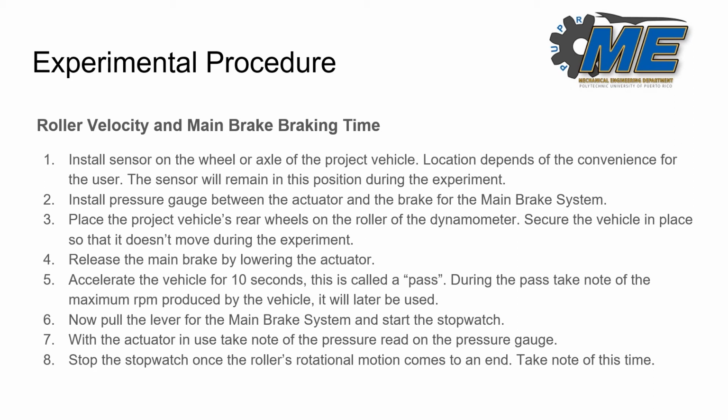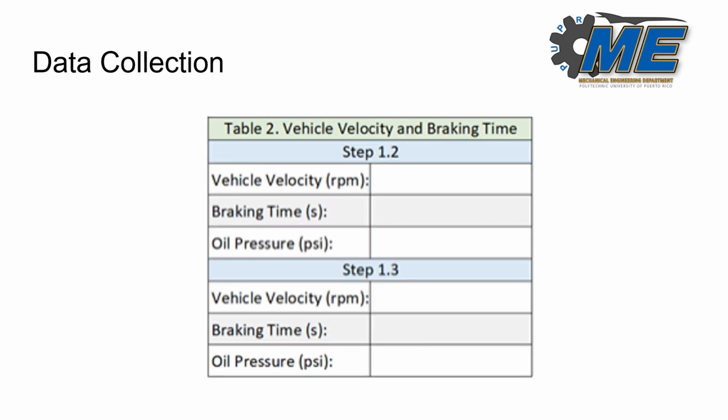With the actuator in use, take note of the pressure reading on the pressure gauge. Stop the stopwatch once the roller's rotational motion comes to an end, and take note of this time. Finally, for this experiment, this is going to be the table we're going to be using to collect data.